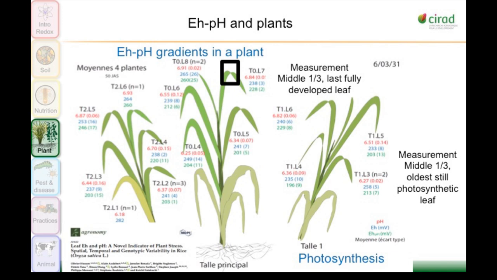Again, photosynthesis is the basis. So we measure the middle third of the last fully developed leaf. For Novacrop, it's the one they ask you. And we can measure the oldest still photosynthetic leaf. It's what Novacrop is doing. Doing this, you have almost the highest pH and lowest redox in one place, and the lowest pH and high redox in the plant.